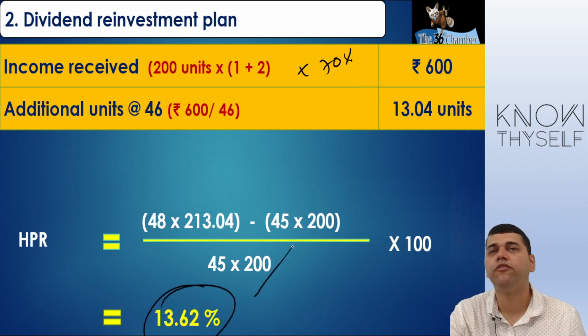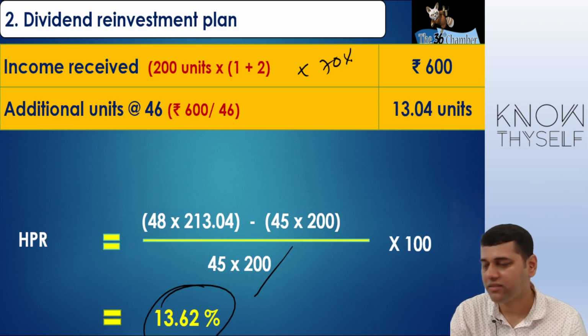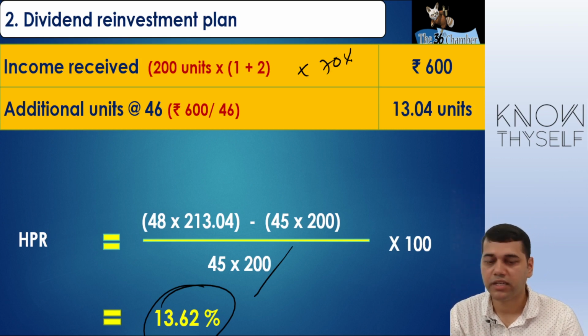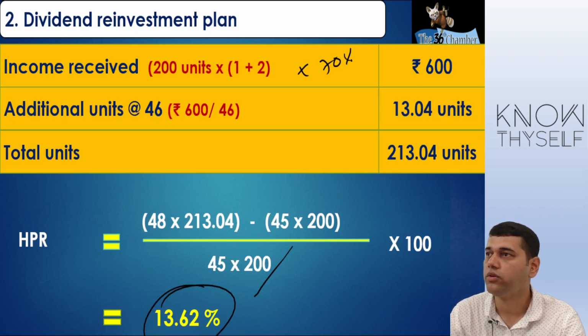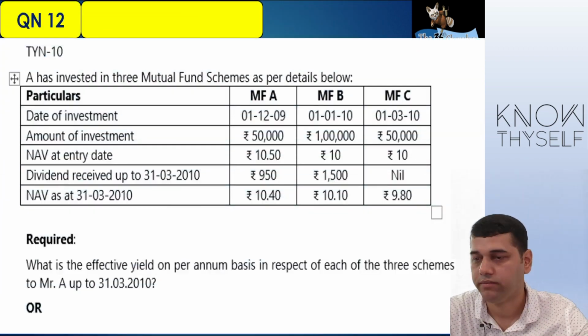A simple question, they make it for 4 marks. But let us see, it is easy. So in the next class, we will continue with the question number. Okay, we have got 213.04. Question number 12, very important.